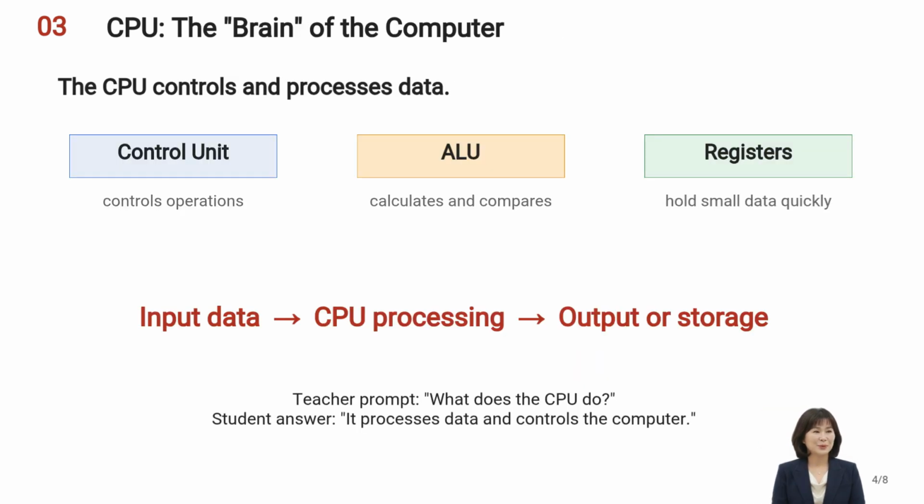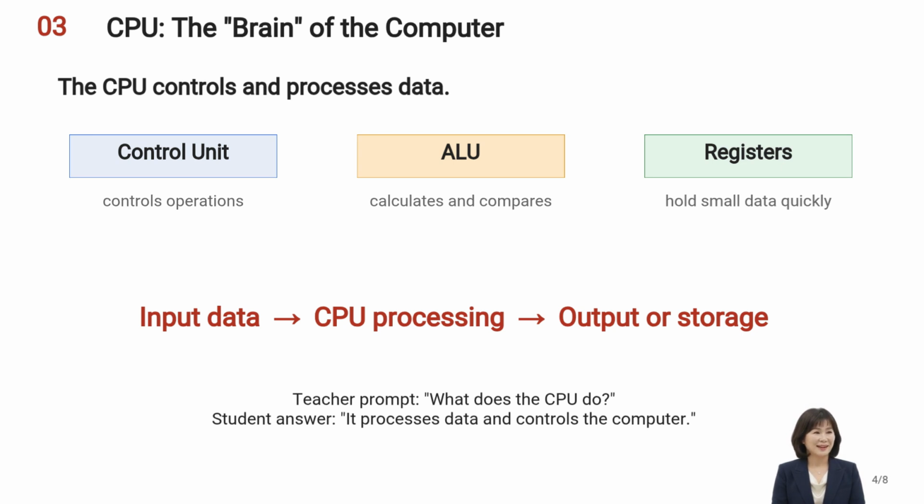Next, we focus on the CPU. CPU means Central Processing Unit. It is often called the brain of the computer because it controls and processes data. The CPU has three important parts. First, the control unit controls operations inside the CPU. It decides which instruction should happen next. Second, the ALU means Arithmetic Logic Unit. It performs arithmetic operations, such as addition and subtraction, and logic operations, such as true or false comparison. Third, registers hold small amounts of data very quickly inside the CPU.